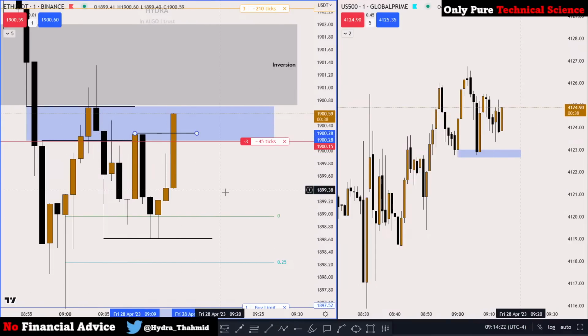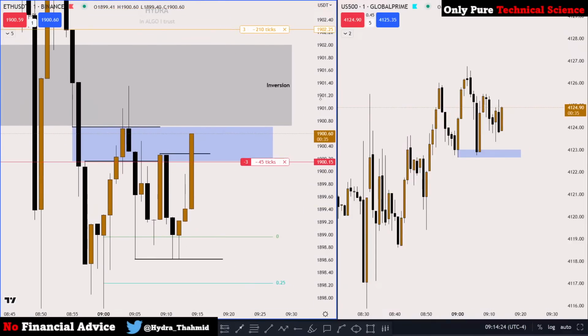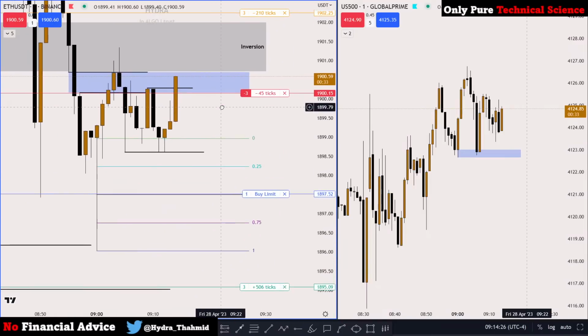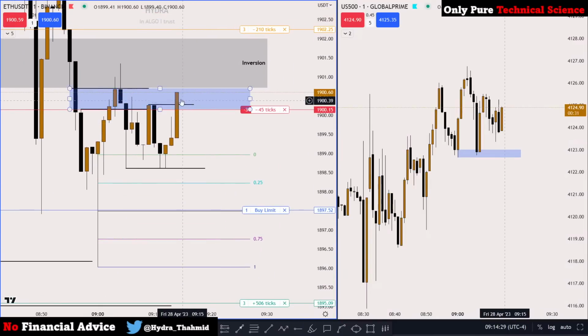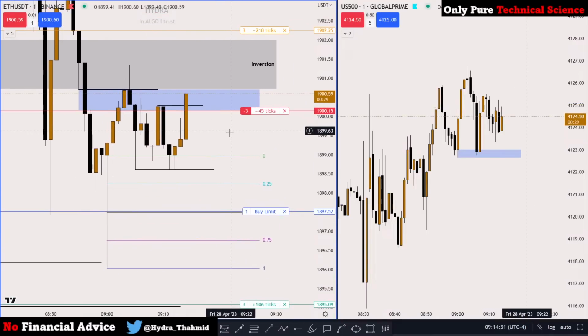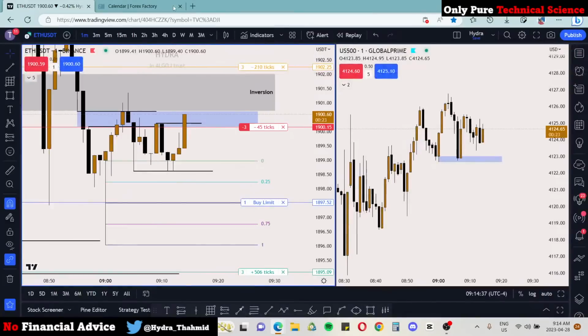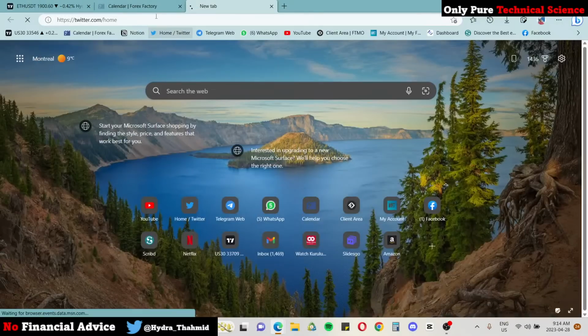Price just delivered buy side liquidity here. So let's see if this drop happens. Mentor is saying to wait for a silver bullet. Really? Let's see.